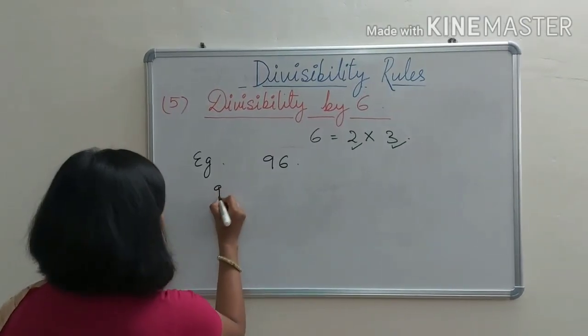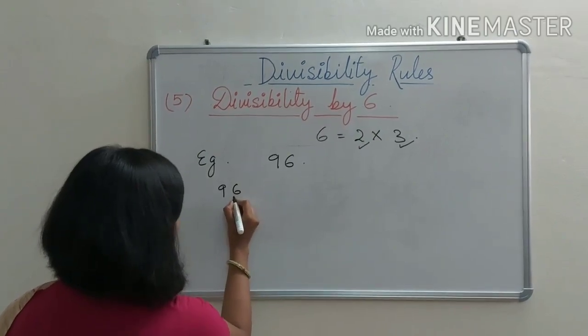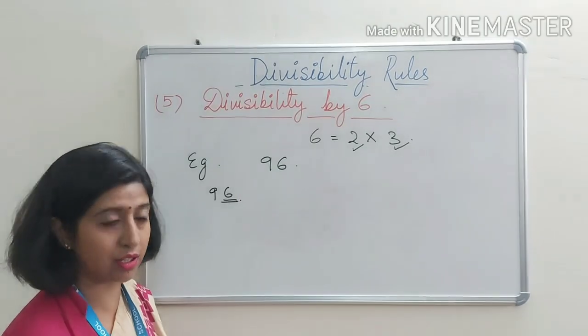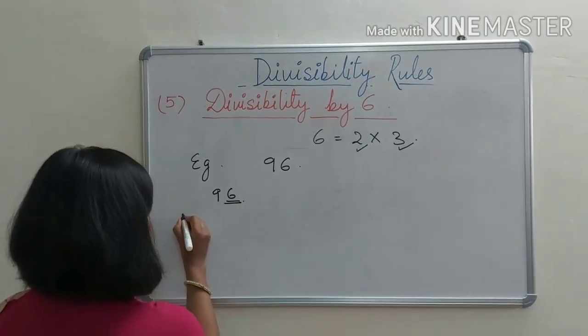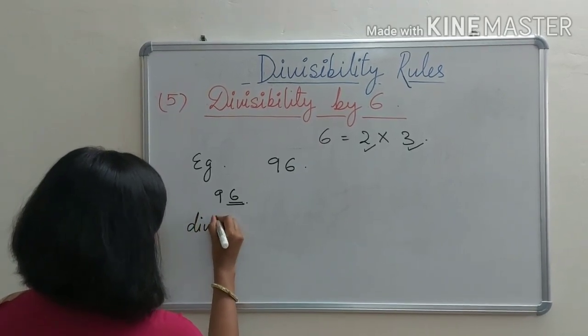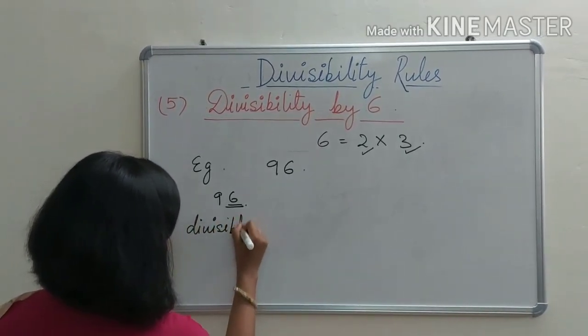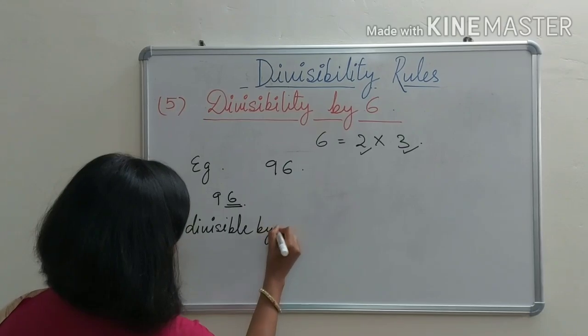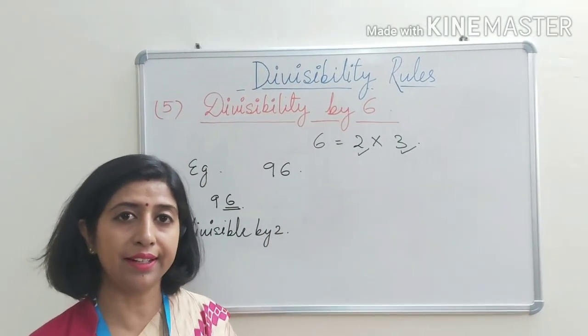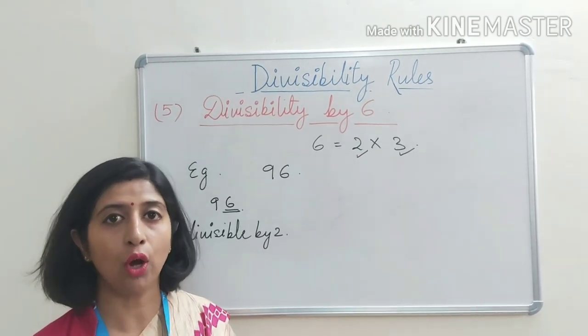Here 96. First of all, we will see the digit at one's place. The digit at one's place is 6. So this number is divisible by 2. Now we have to see that this 96 is divisible by 3 or not.